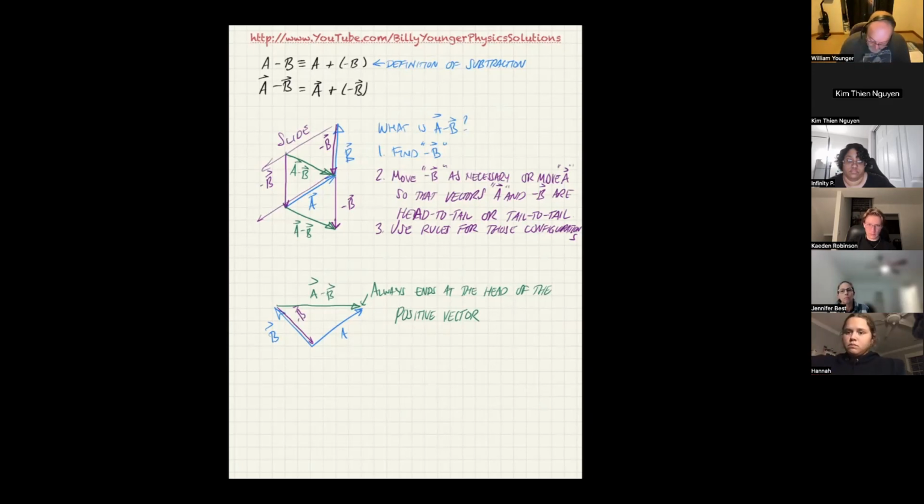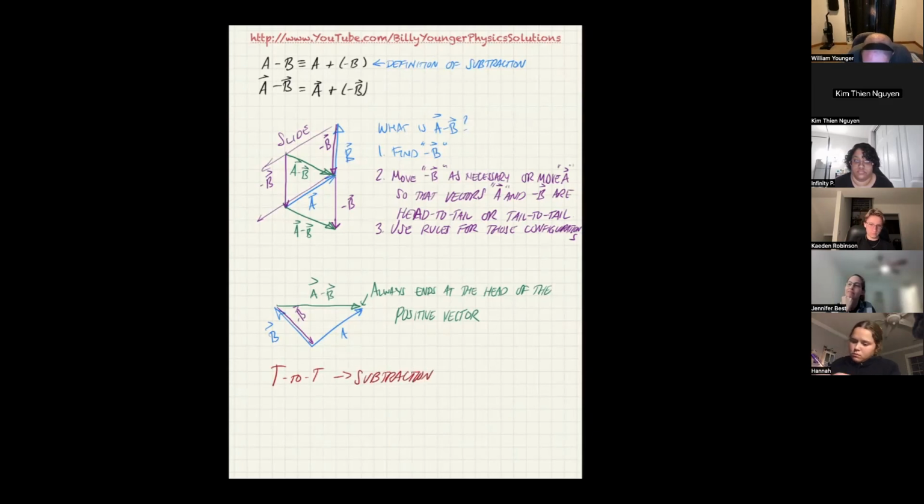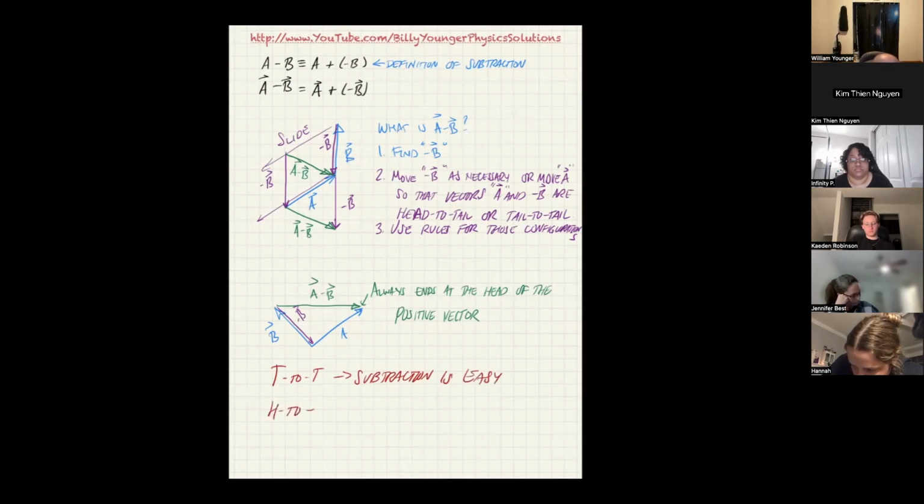So you notice when they're tail to tail, subtraction's easy, but when they're head to tail, addition's easy. So tail to tail, subtraction is easy. Head to tail, addition is easy.